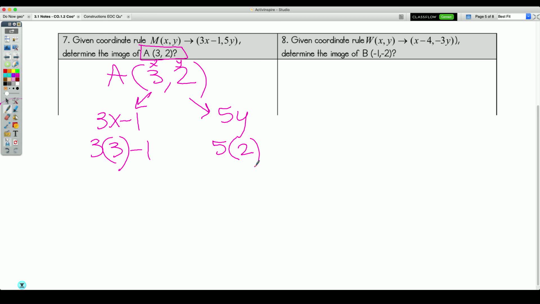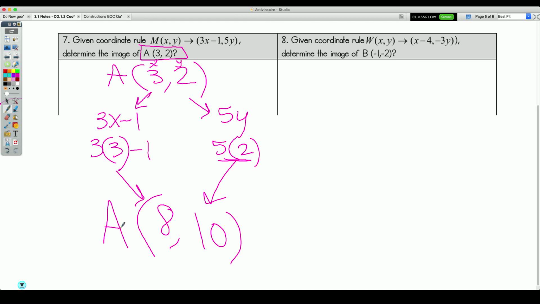What is 3 times 3, minus 1? 8. So I'm going to zoom back in. There's my new x-coordinate. Let's simplify the y. What is 5 times 2? 10. So my new image point is (8, 10), but I need it to say a what? A prime. Very good. Now that it is my image, it has to have a prime symbol. So you just take the function and plug in your pre-image.